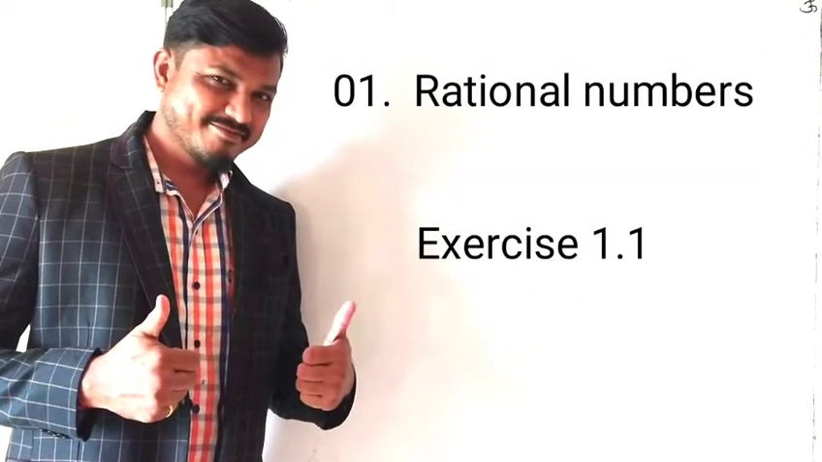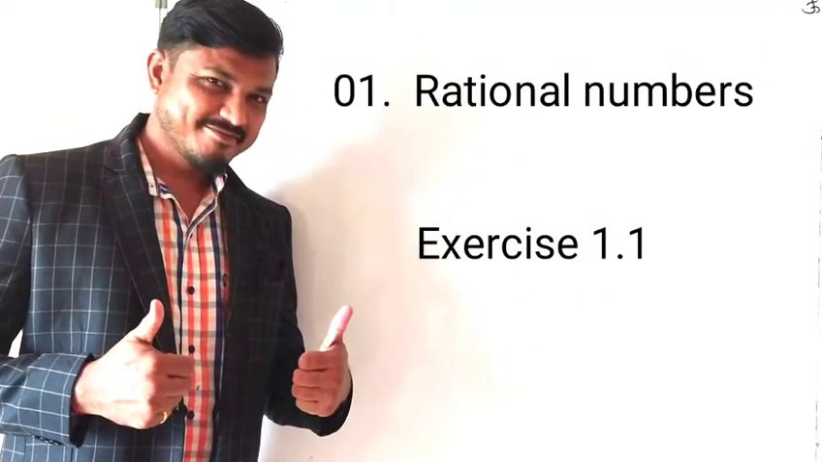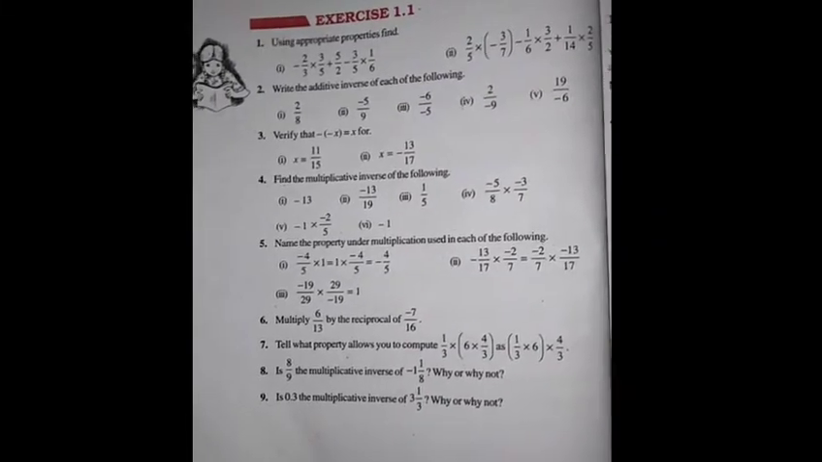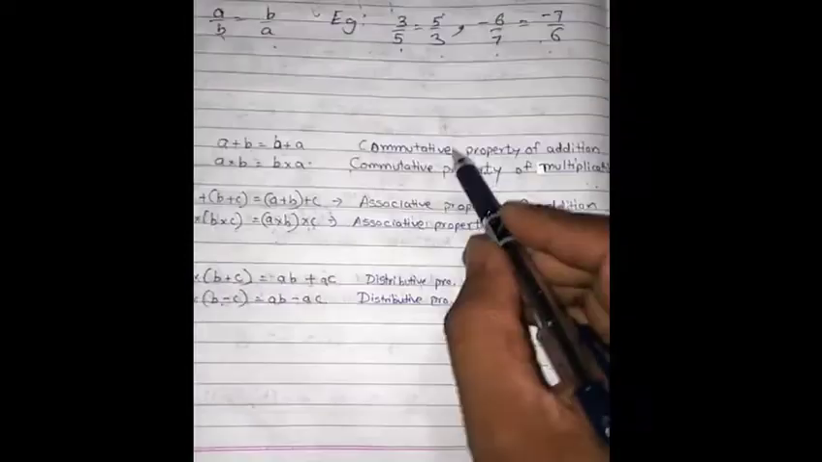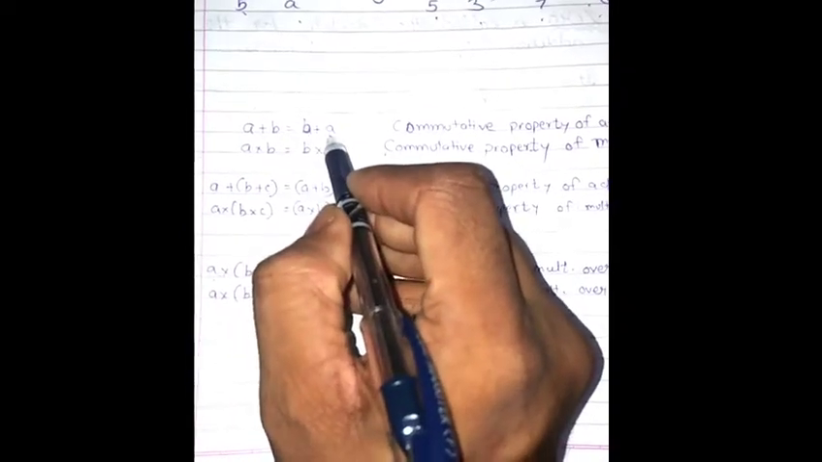Standard 8, Chapter 1, Rational Numbers, Exercise 1.1. Before starting this exercise, I want to do a revision of a few important properties of rational numbers. That is, commutative property of addition. That is, A plus B is always equal to B plus A.